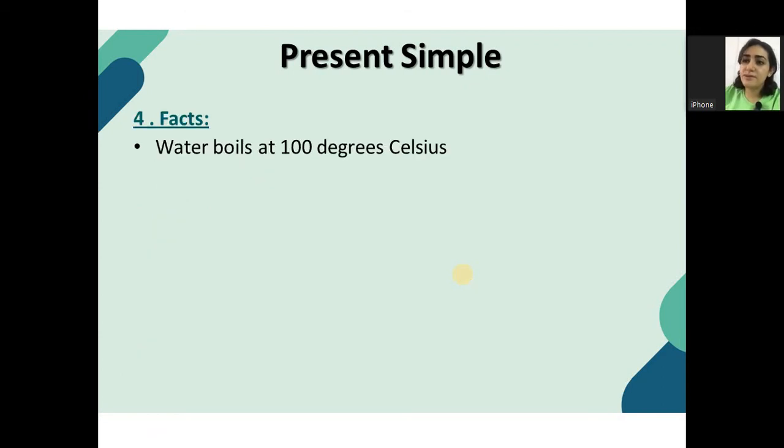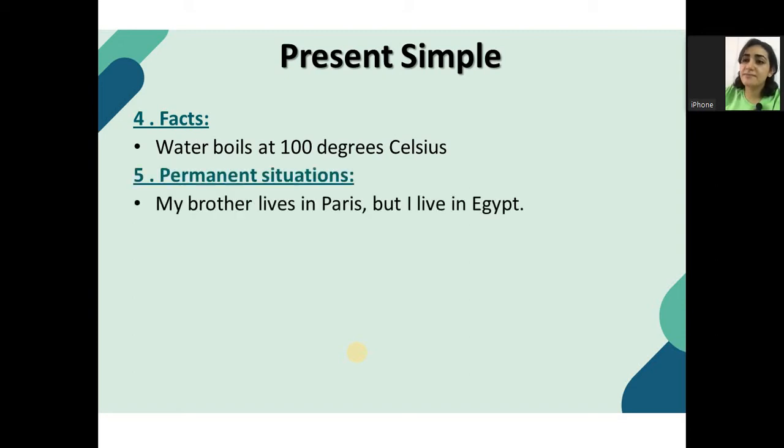We also use the present simple to talk about facts like water boils at 100 degrees Celsius. To talk about permanent situations like my brother lives in Paris but I live in Egypt. They are permanent situations because people don't normally change their place of residence every day. So these are permanent situations.